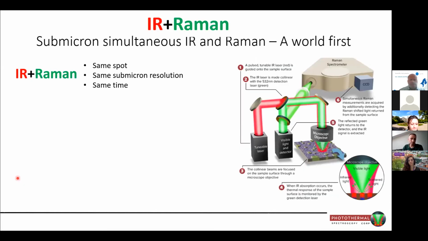But perhaps the most exciting element to what we do is this combination of these techniques, the simultaneous infrared and Raman that we're doing. So it's the same spot, same resolution, same time measurements. And how that works is we take our pump beam, our infrared, and shine that into our Cassegrain, as I've said before. The green or probe beam is also collinearly sent through the Cassegrain. Our photothermal magic happens on the sample. The reflected green comes back to a visible detector. That's also an important point. It's a visible detector, so there's no liquid nitrogen cooling anywhere.